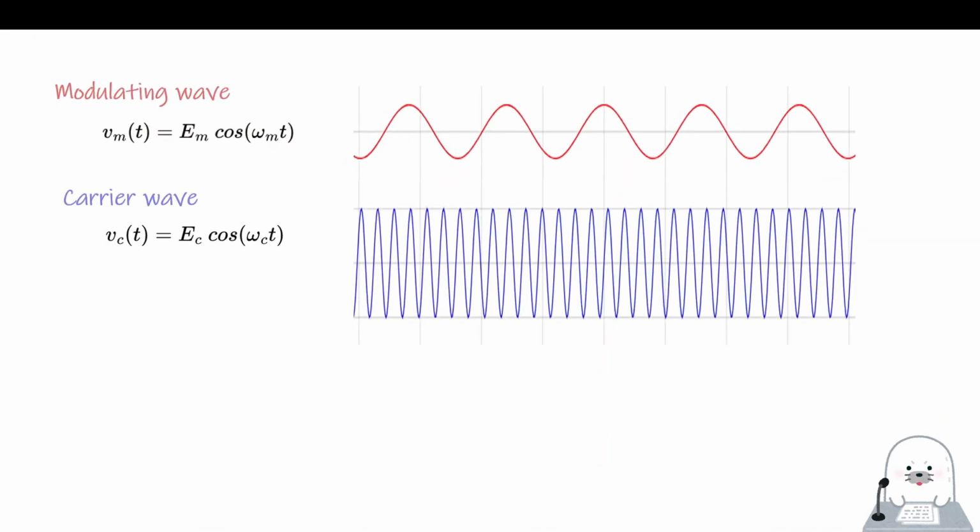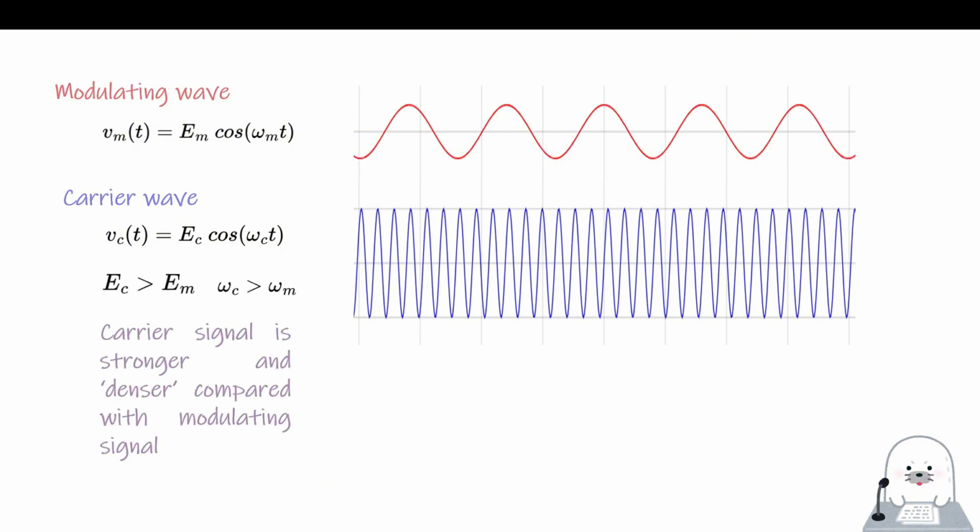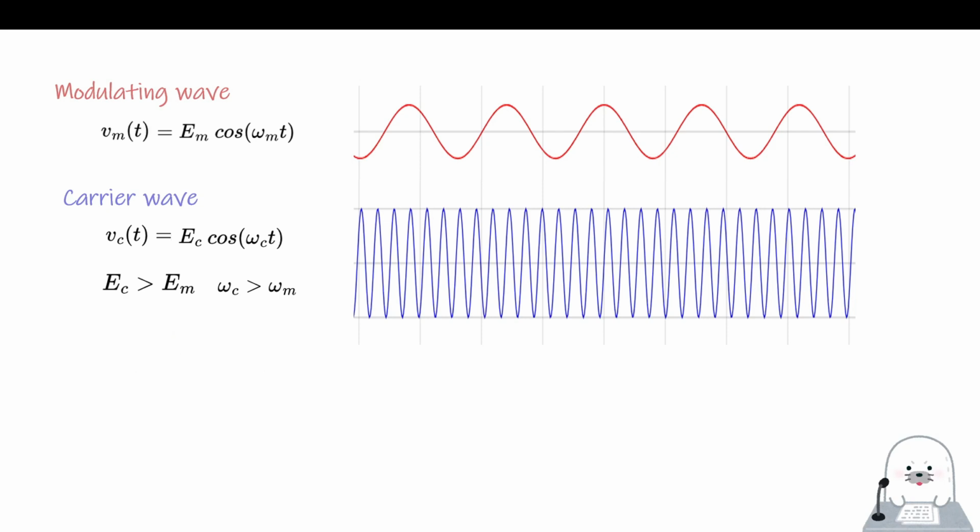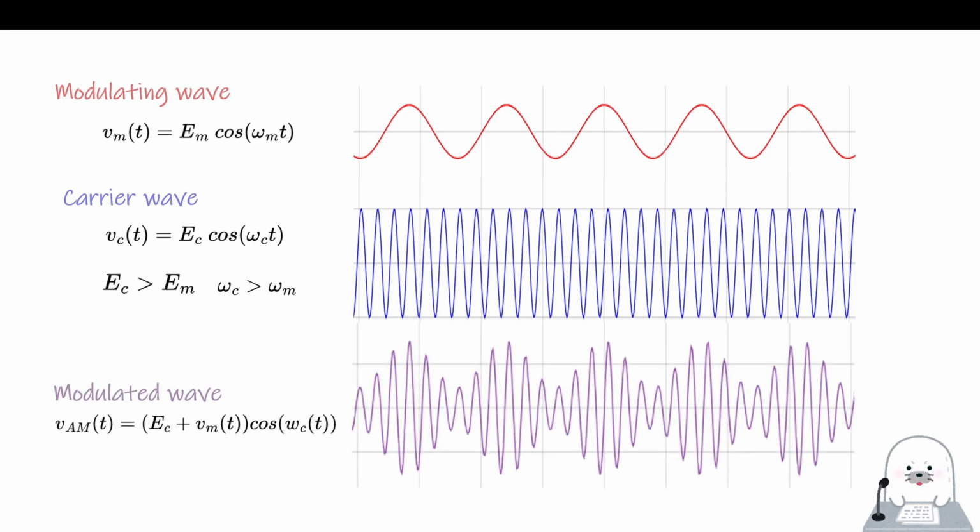The second is the carrier wave. The formula looks exactly the same as the modulating wave, but with different voltage and angular frequency. Generally, the carrier signal is stronger and denser compared with the modulating signal. So you can notice the formula. Notice that the outermost edge of the modulated wave is controlled by Vm.